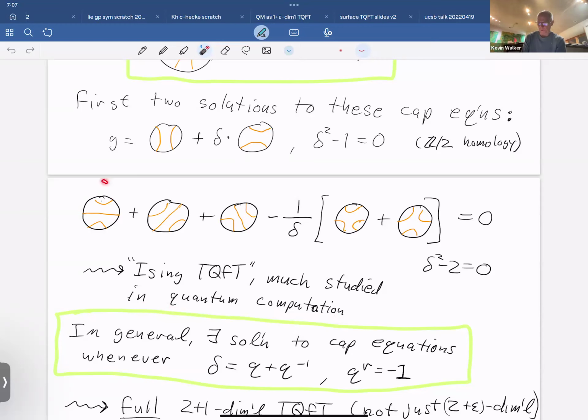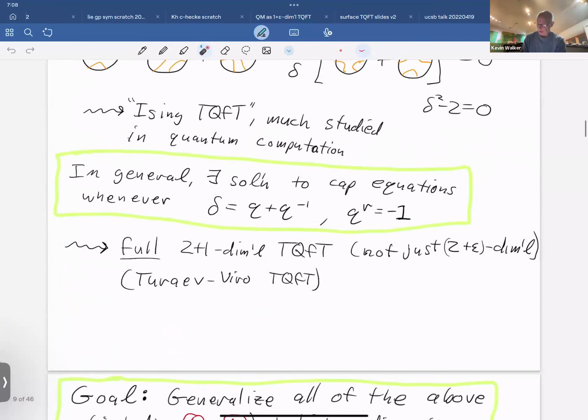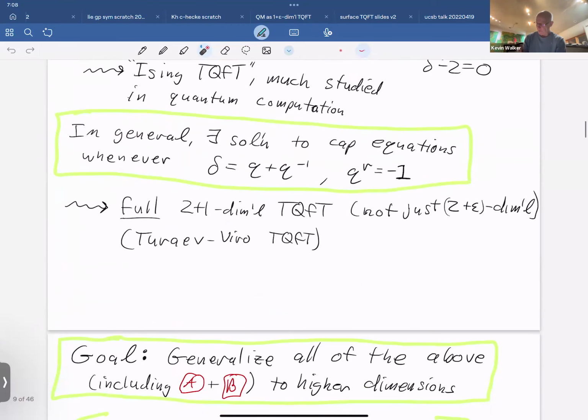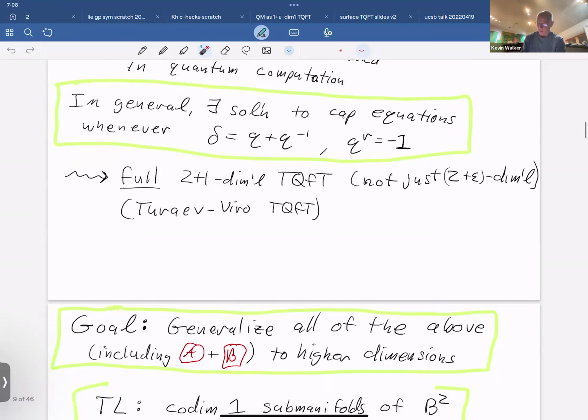So one of the goals of the talk is to try to do this in higher dimensions. And in general, we have a family of solutions, one for each root of unity. And for these finite quotients, and this is something that's not going to be true in higher dimensions, as far as I know, we actually get a full TQFT defined for all three-manifolds once we mod out by one of these tensor ideals.